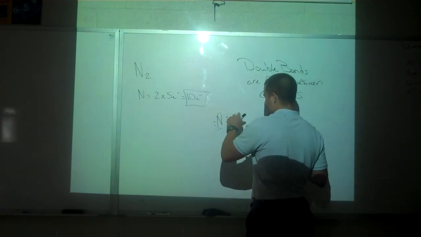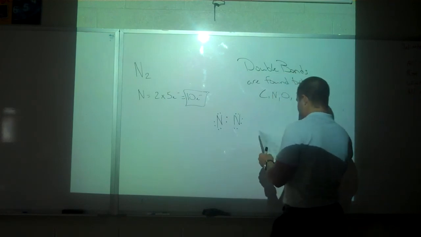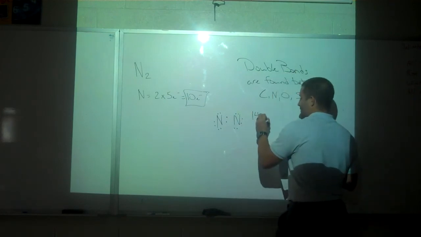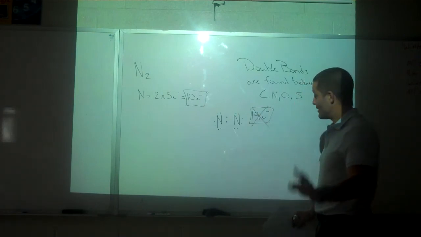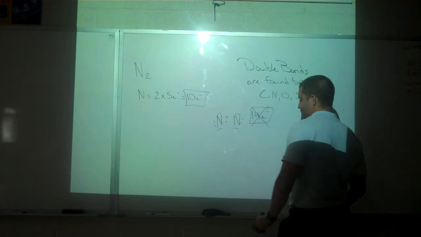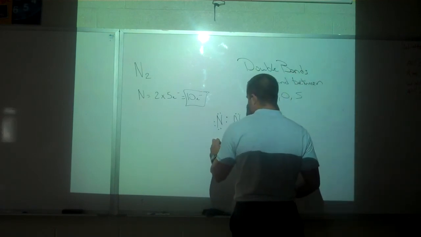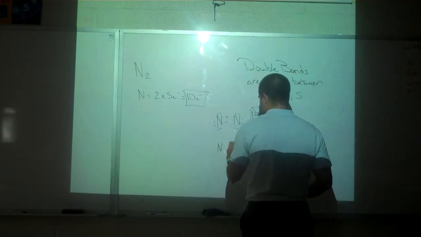No. Check out, last step. 2, 4, 6, 8, 10, 12, 14. What? I have 14 electrons? I just made up electrons. That is not right. That is too many. I have 4 too many electrons. So what you can do, I draw this again. I'm going to show you.